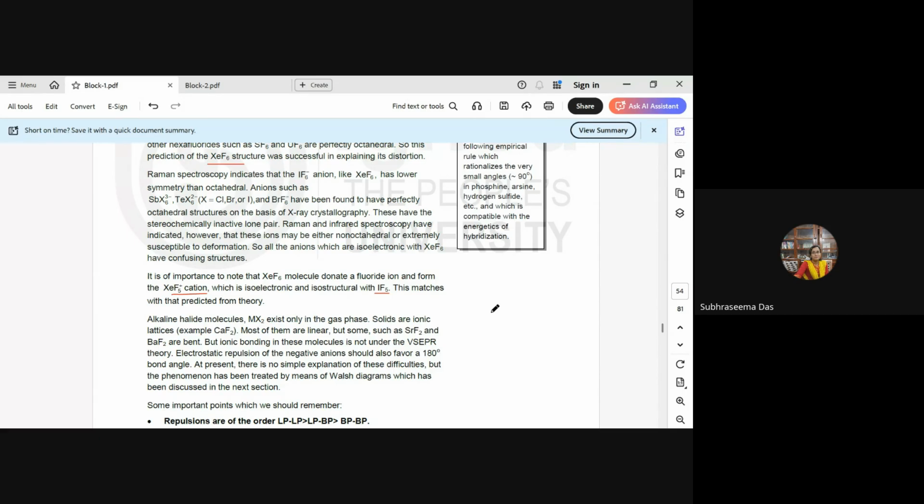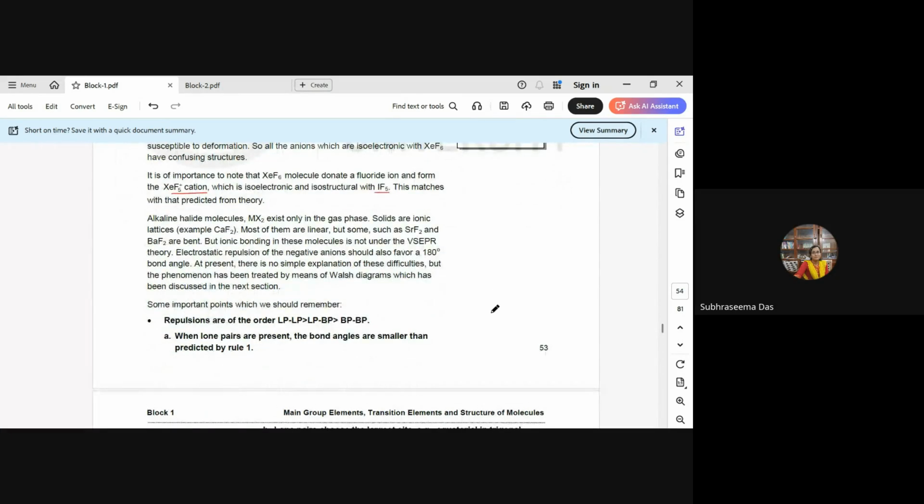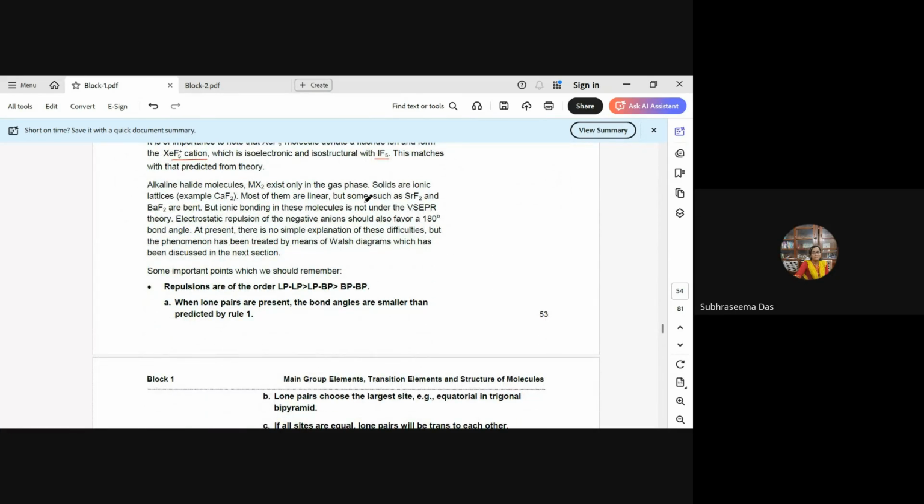Then alkaline earth halide molecules like MX2 exist only in the gas phase. So solids are ionic, like calcium fluoride, most of them, but some, like strontium fluoride and barium fluoride, are bent in nature, although electrostatic repulsion of the negative anions should favor a 180-degree bond angle. At present, there is no simple explanation of these difficulties, but mostly this phenomenon has been explained by Walsh diagrams.